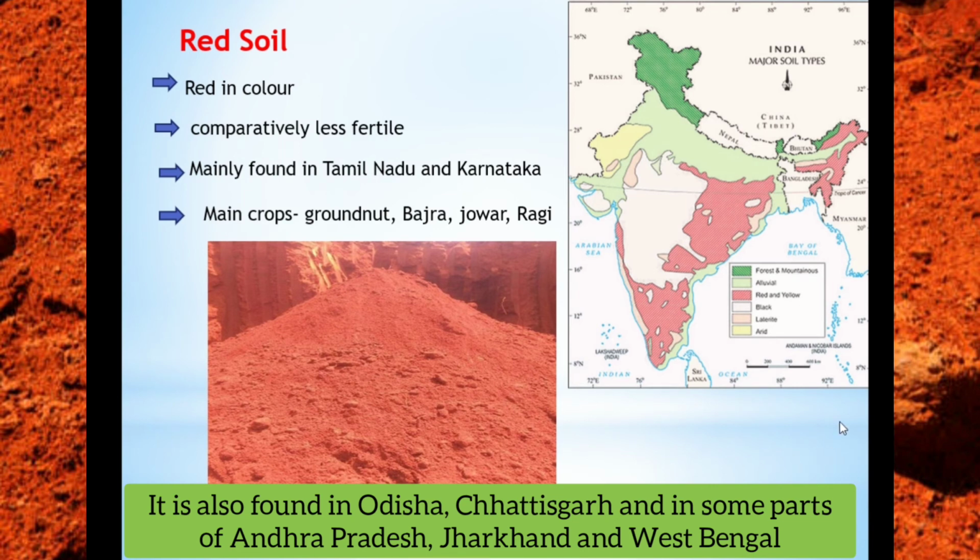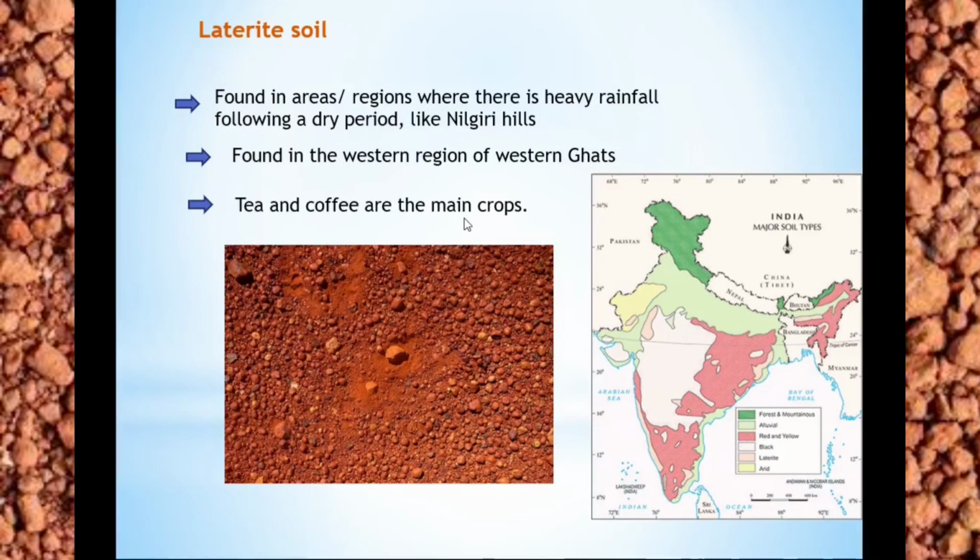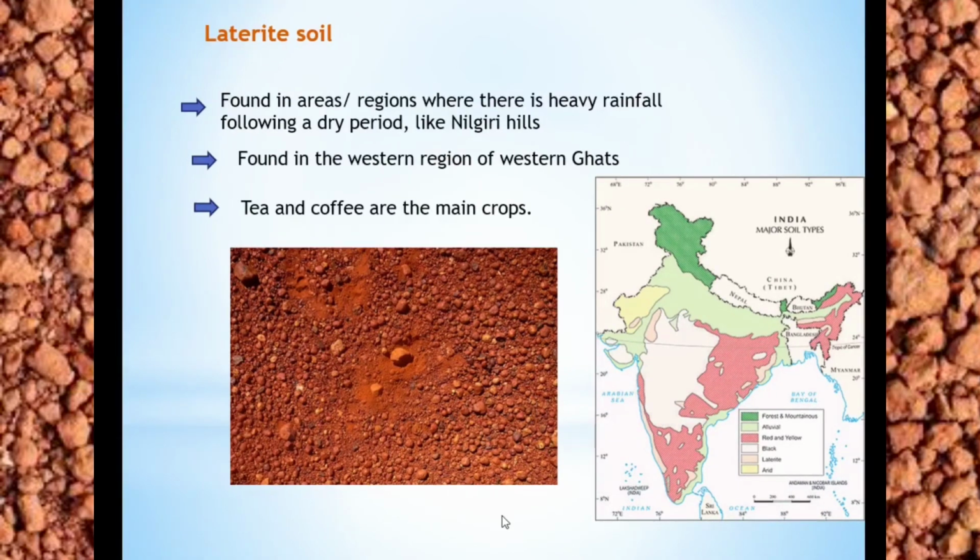Let's proceed towards the next type of soil. Laterite soil. Laterite soil is found in heavy rainfall areas. The feature of this soil is that we can grow tea and coffee in this kind of soil very easily. You must have heard of the tea gardens of southern India and the Assam or Darjeeling area. These areas have laterite soil, and that's why we can grow tea in this kind of area very easily, right?